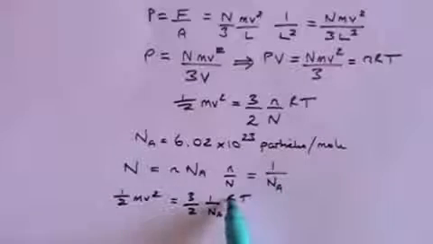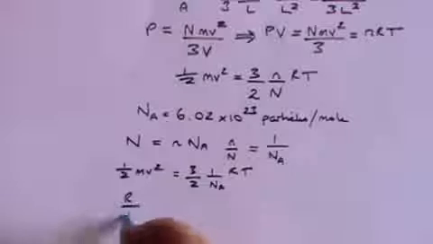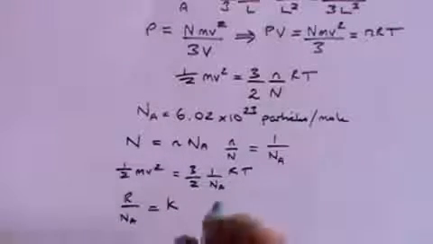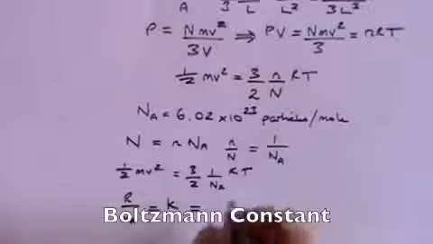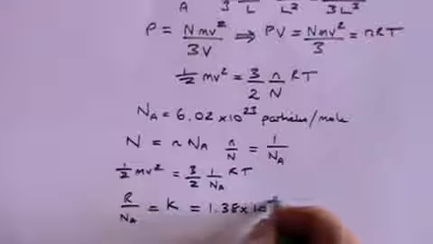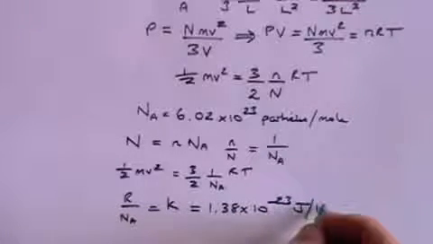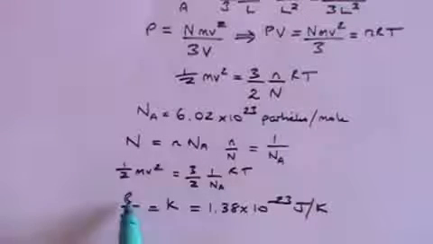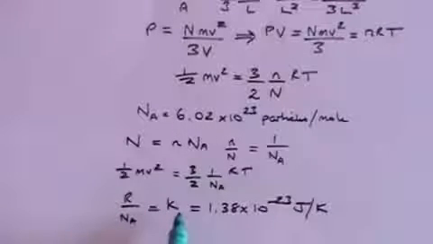And since R is a constant and Na is a constant, we can define R over Na as a new constant which we shall call k. And k is called the Boltzmann constant, and its value is 1.38 times 10 to the minus 23 joules per Kelvin. And what we can say is that R is the gas constant for 1 mole of gas, whereas k is the gas constant for 1 particle or 1 molecule of gas.